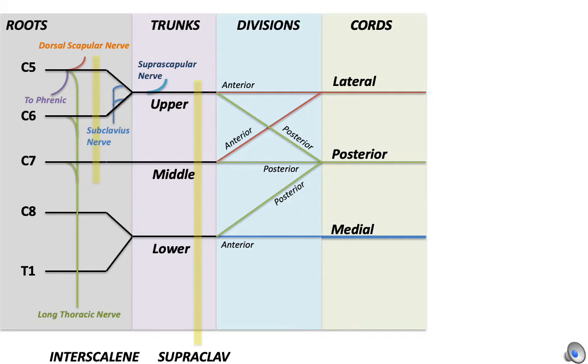The 6 divisions converge to form 3 cords, the lateral, posterior, and medial cords, which are named based on their location with respect to the axillary artery.